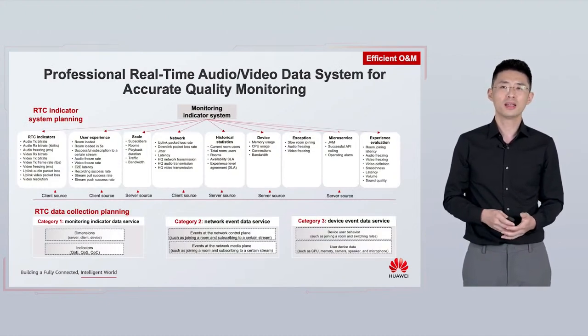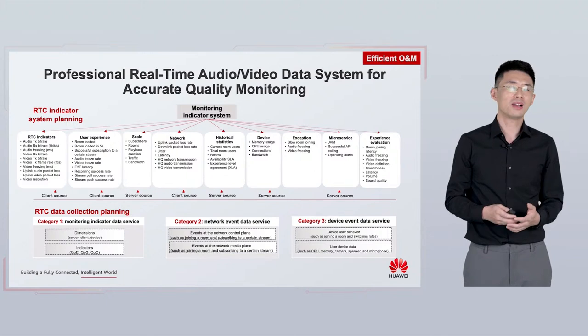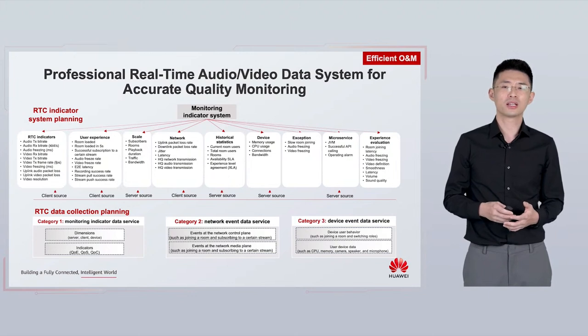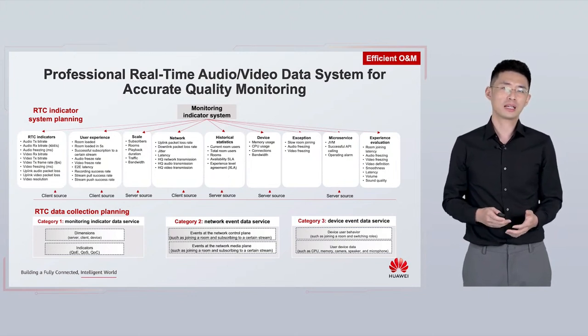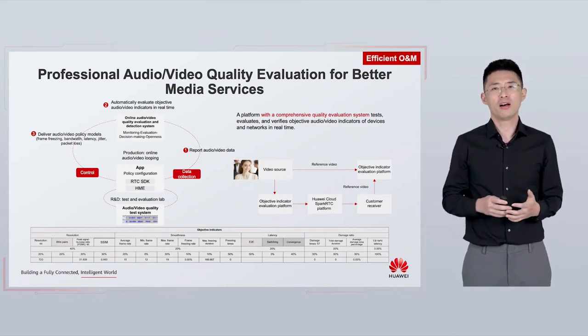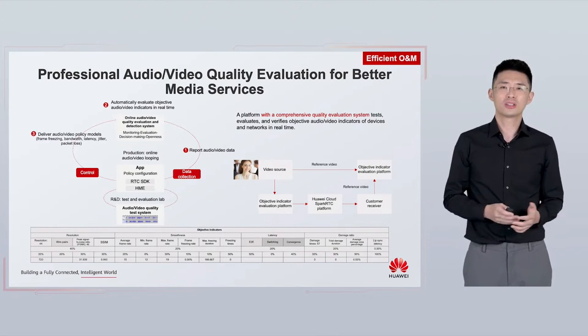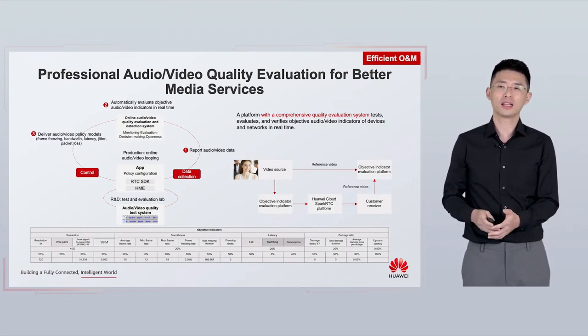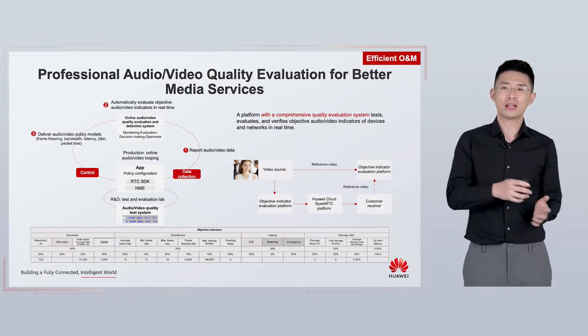Here, we also provide the end-to-end monitoring and the data collecting for our service. We collect the client source and the server source data. So the RTC indicator system planning has different data coming in. And we have three categories to do the RTC data collecting. After collecting the data, we will automatically evaluate the route or the site's service quality, so we can automatically improve the experience from the site side or the SDK side or the terminal side, so as to ensure the end-to-end experience.